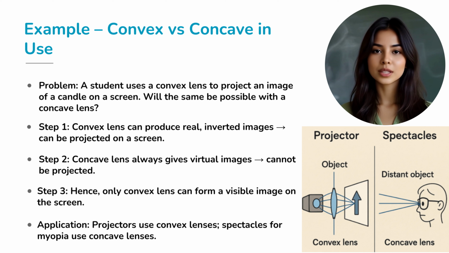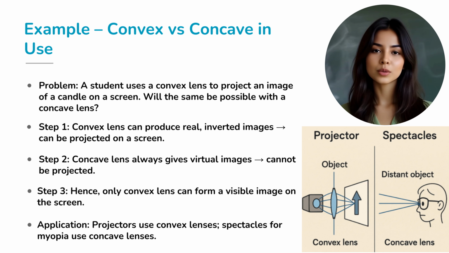Step 2. Concave lenses, however, are not so cooperative here. They only form virtual images, and virtual images cannot be projected. It's like trying to catch your reflection from a mirror on paper. No matter how hard you try, it won't appear.